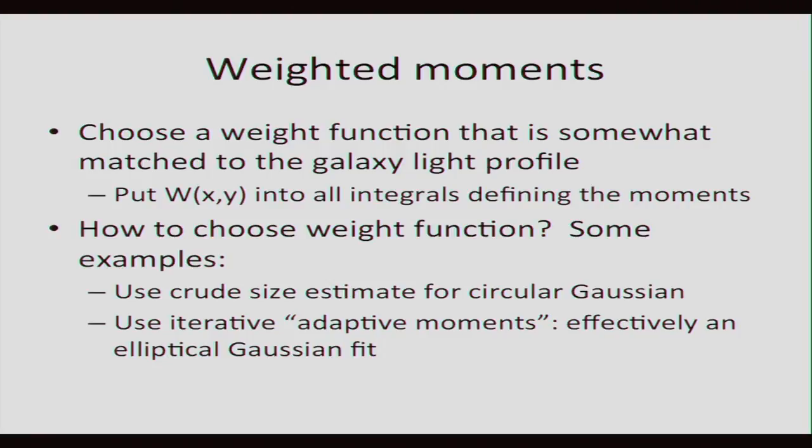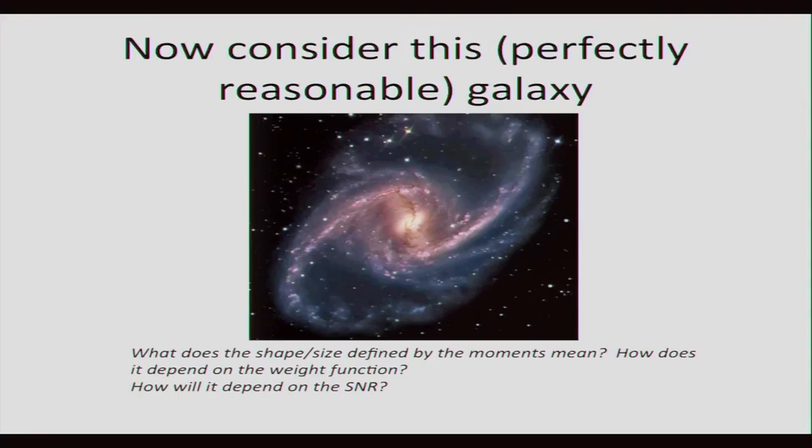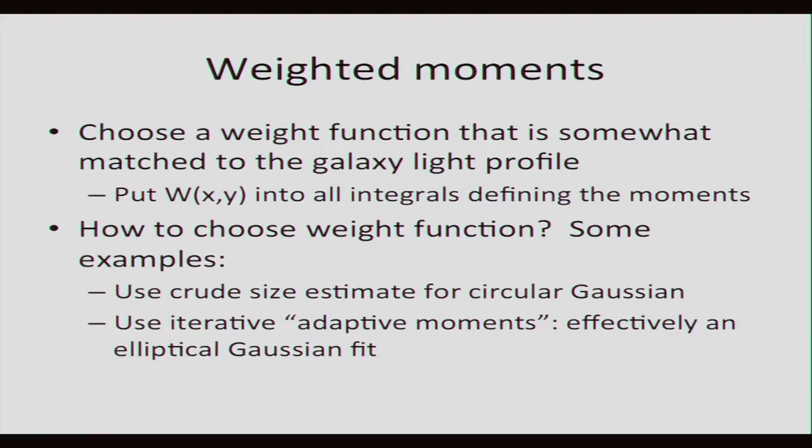And that is a way to iteratively estimate the best fit elliptical Gaussian. This will help get better signal to noise in the moments measurements. Okay, but imagine now we have some weight function that we're going to use, or some way of choosing a weight function per object.